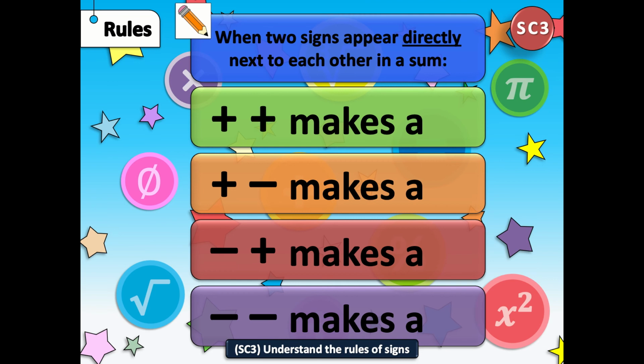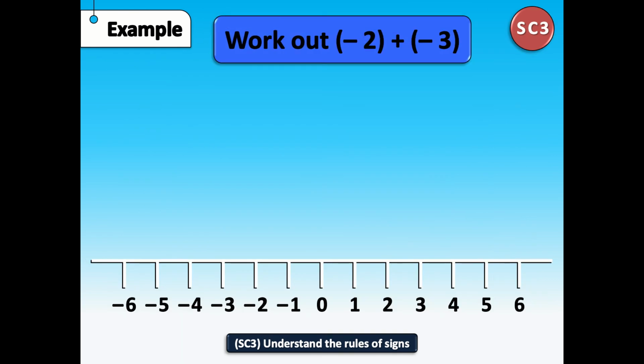Now when two signs appear directly next to each other, two positives will always make a positive. A positive and a negative sign, when they're next to each other, will make a negative. A negative and a positive, when they're next to each other, will always make a negative. And a negative and a negative sign, when they're next to each other, will always make a positive. So the rules are the same as if we were multiplying and dividing them. So let's have a look at what we mean.